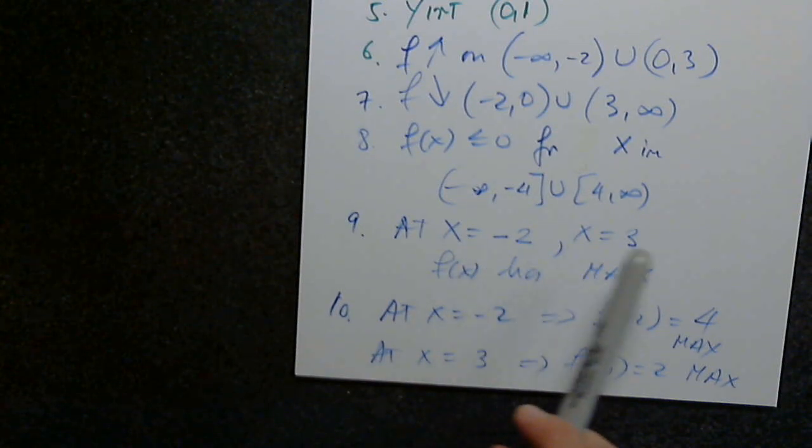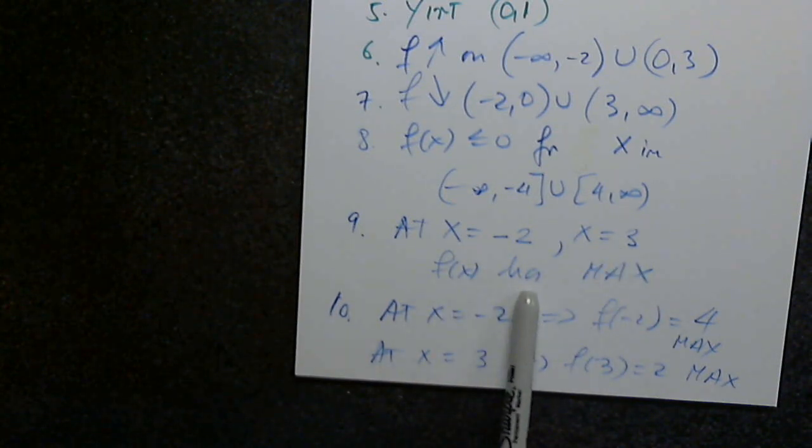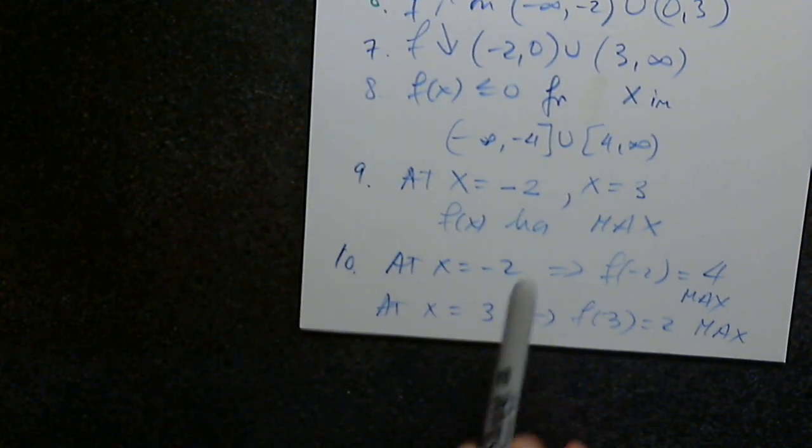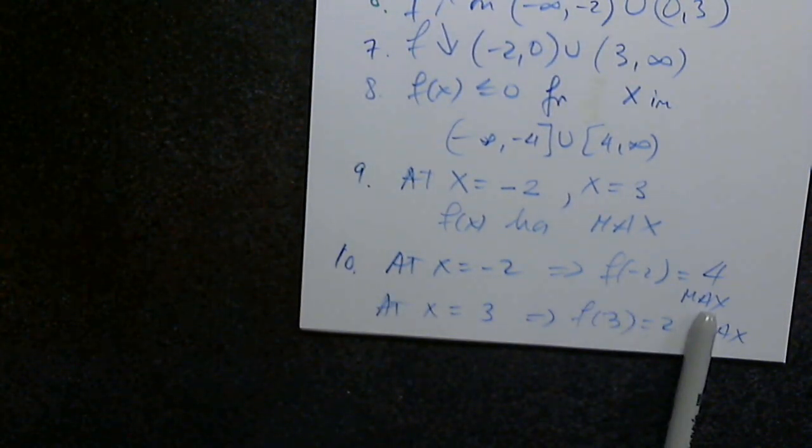At x equals negative 2 and x equals 3, the function has a max. At x equals negative 2, the max is 4. At x equals 3, the max is 2.